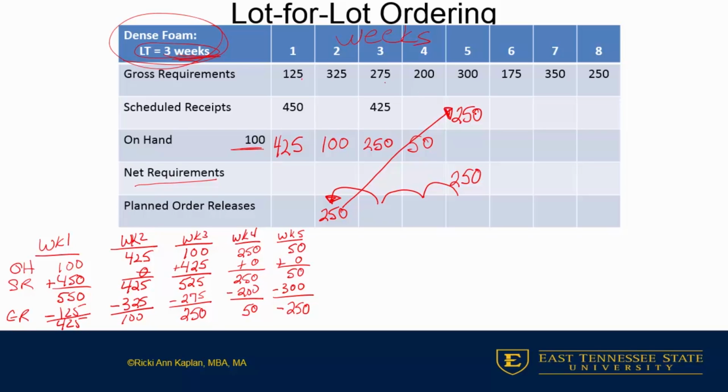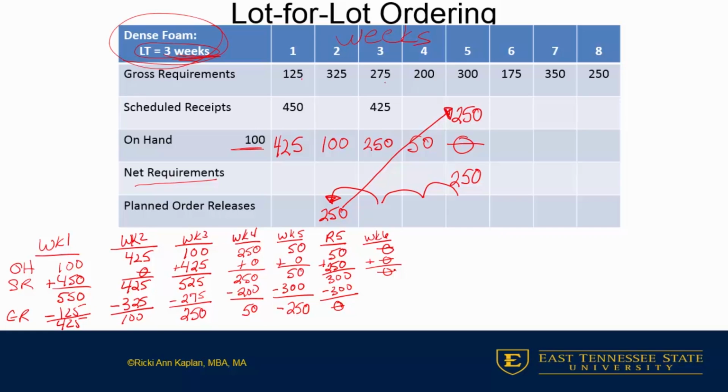Now that I have a scheduled receipt coming in, I can redo week 5. Just like before, on hand, 50 units, plus the 250 I plan on getting in, which will give me 300 units to use. My gross requirements are 300 units, which will leave me the goose egg, or 0 left on hand. I still need to write that 0 in. I can go on to week 6. Week 6, I have 0 left on hand and 0 scheduled receipts, which gives me 0. I can do that one in my head, no calculator needed.